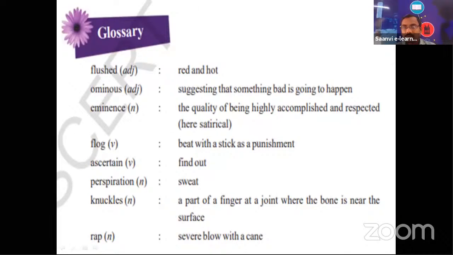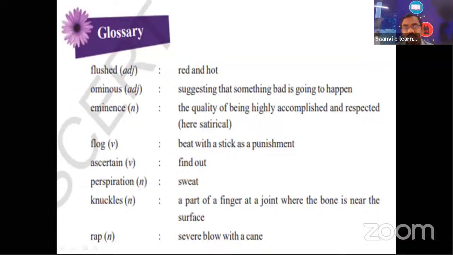Okay, flushed. What do you mean by flushed? Flushed means red and hot. A flushed face means an angry face. You have already learned that the headmaster entered the class with a flushed face. Ominous means suggesting that something bad is going to happen.